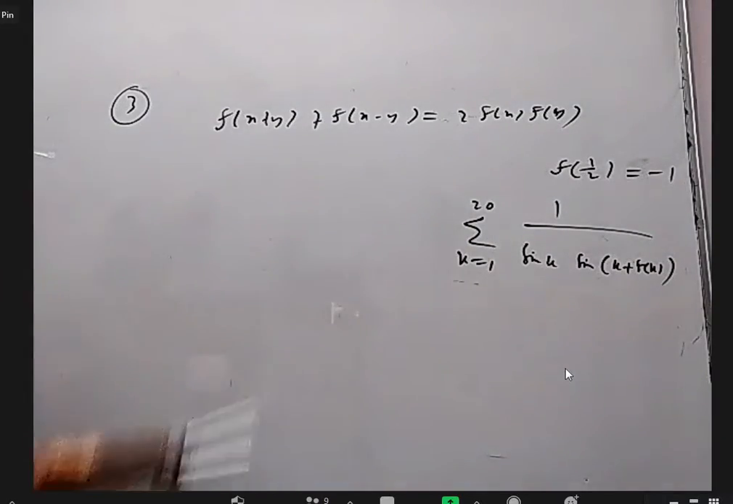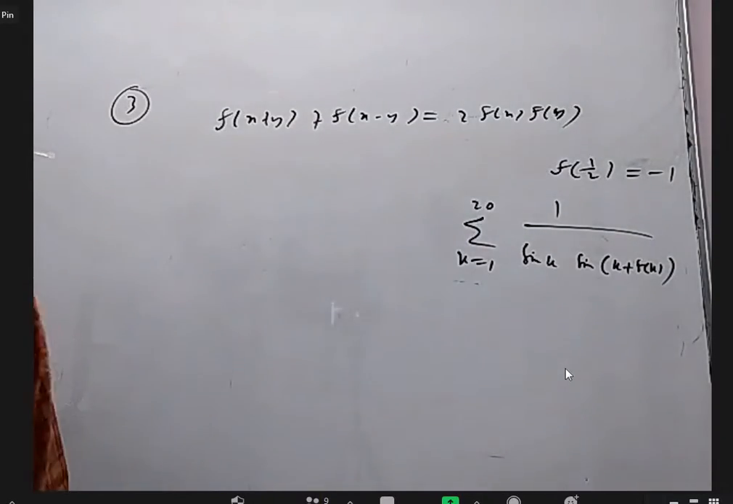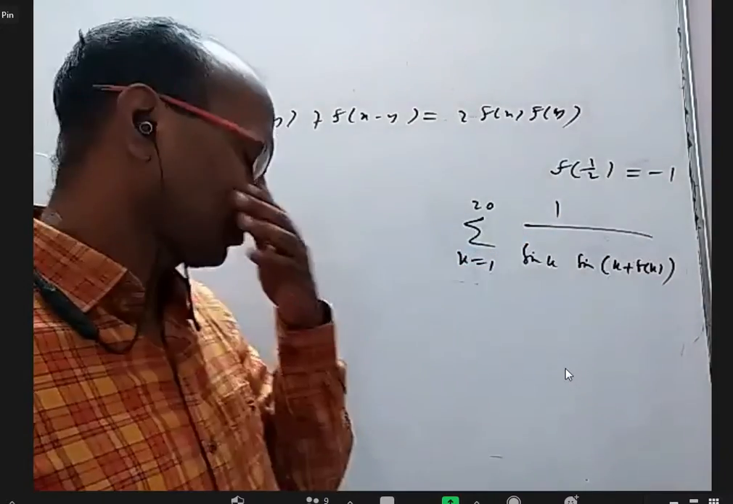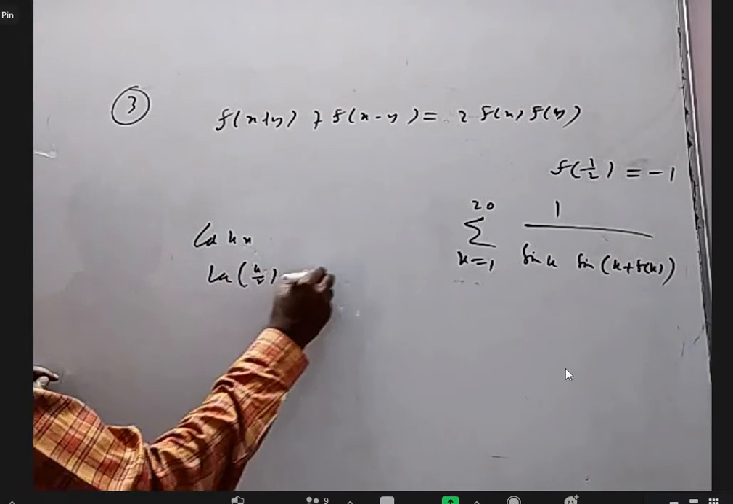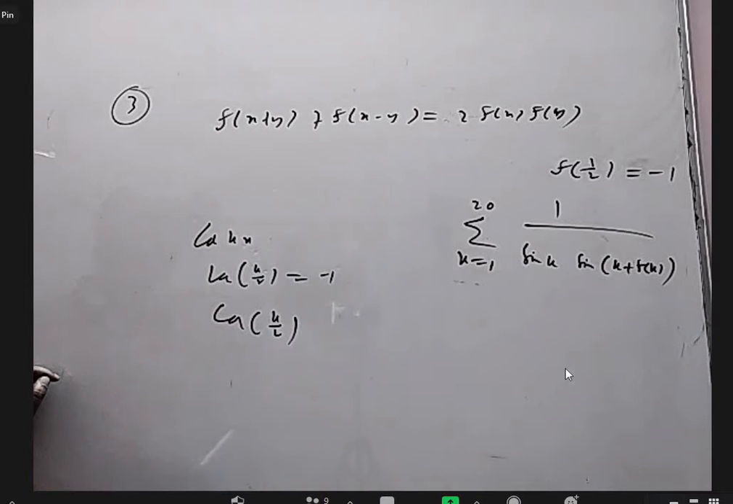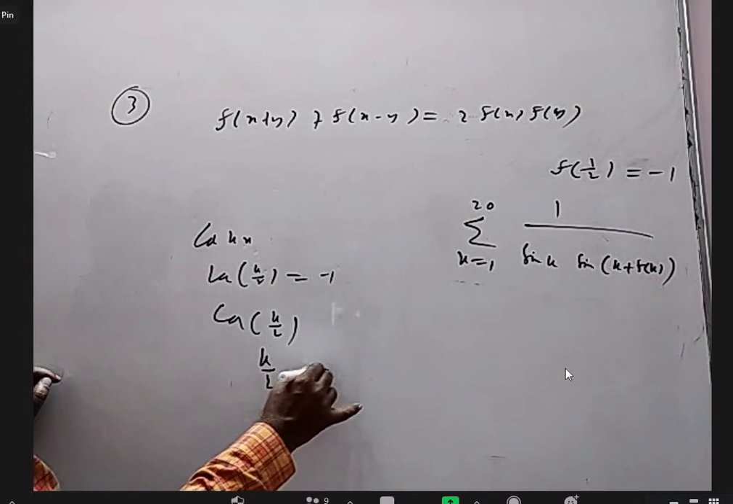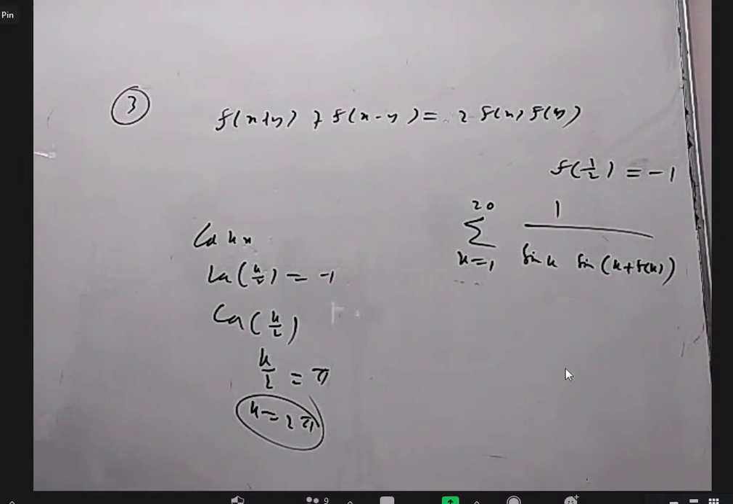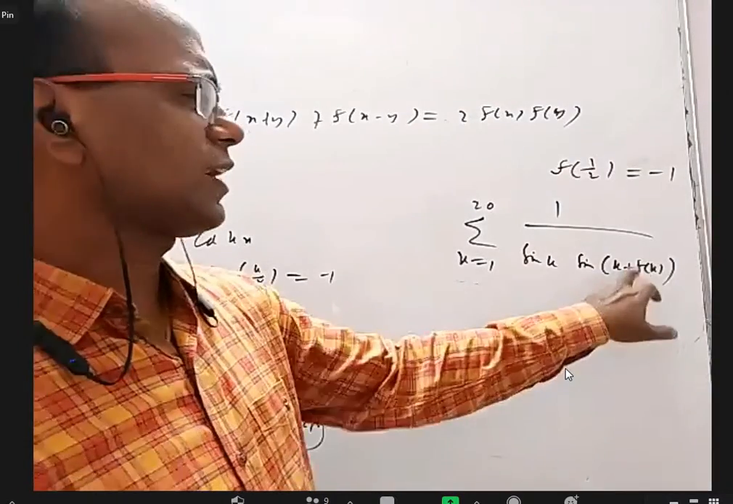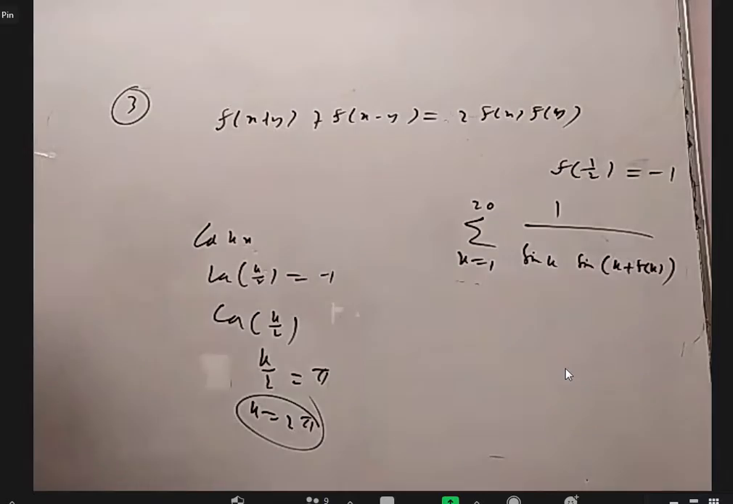From this, for me it looks like cos(a plus b) plus cos(a minus b) equals 2 cos a cos b. So I can say f of x is cos x, cos 2x, cos 3x, anything is okay. But f of 1 by 2 should be minus 1. So if I take it as cos kx, cos k by 2 should be minus 1. Means k by 2 should be pi, since cos pi is minus 1, so k is equal to 2 pi. Then basically f of k is 1. F of all multiples of 2 pi will be 1.